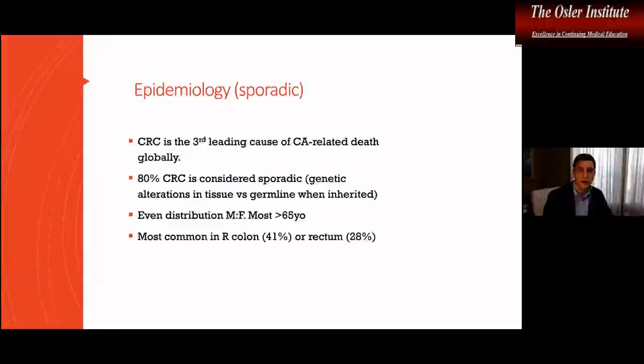So let's talk about the epidemiology of sporadic cancer. Colorectal cancer is the 3rd leading cause of cancer-related death globally. 80% of colorectal cancer is considered sporadic, meaning the genetic alterations are in the tissue versus germline when inherited. There's a pretty much even distribution of male to female. Most patients are over 65 years old, although we are seeing increasing incidence of colon and rectal cancer in the younger population. This is part of why recently multiple associations have recommended to move up the colon screening guidelines to a colonoscopy at 45 years old. It's most common in the right colon, 41%, or in the rectum, 28%.